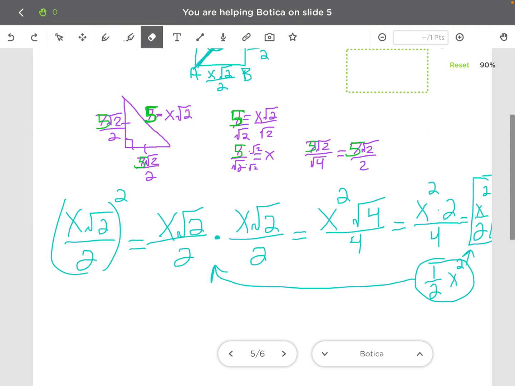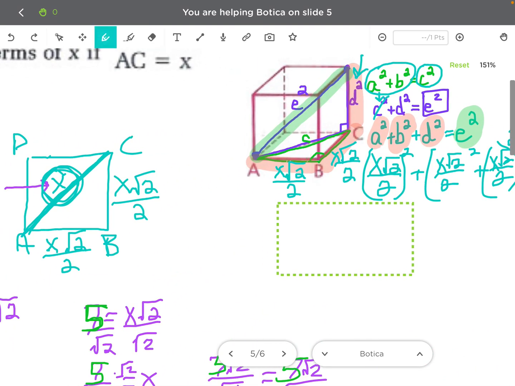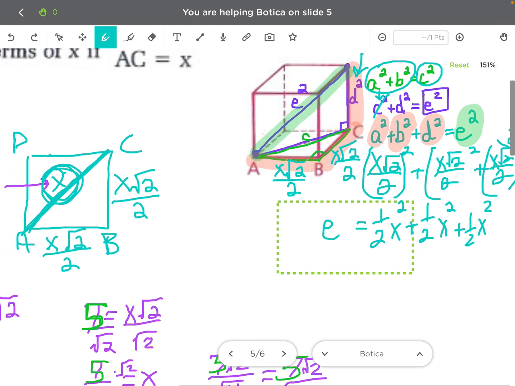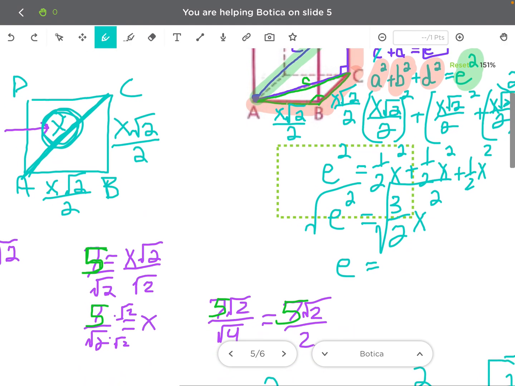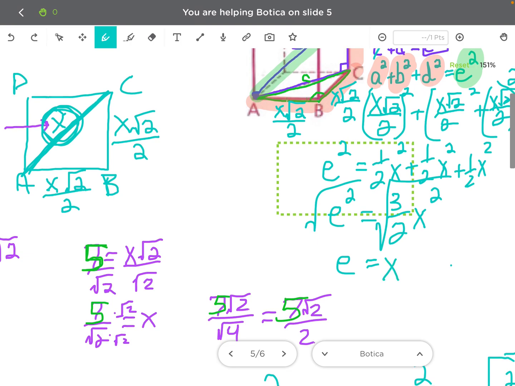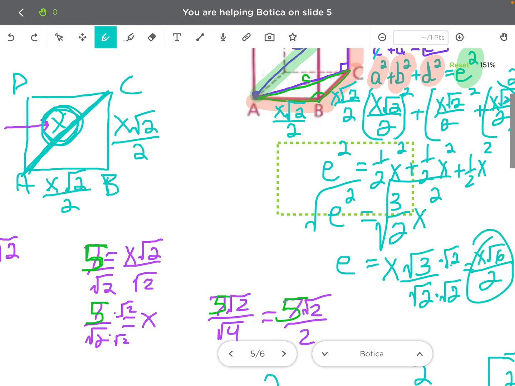So go back to my original problem. 1/2 x squared plus 1/2 x squared plus 1/2 x squared. And again, that's equal to e squared. E squared is equal to 3 over 2 x squared. Take the square root of both sides, and you get e is equal to, okay, the square root of x squared is just x. And then I have the square root of 3 over the square root of 2. Rationalize. X root 6 over 2 as your answer.